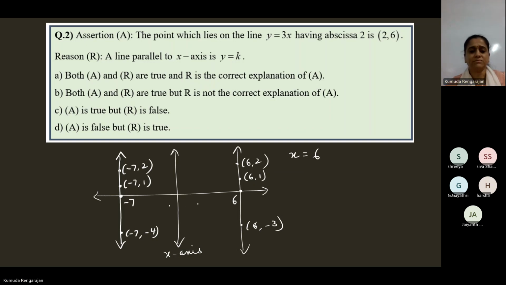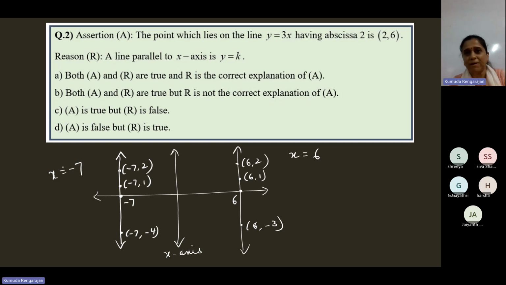Okay. So what is fixed? -7 is fixed. All right. And who is -7? X coordinate. X is equal to -7. So x is equal to minus 7 is the equation of a line parallel to the y-axis at a distance of 7 units to the left of it.